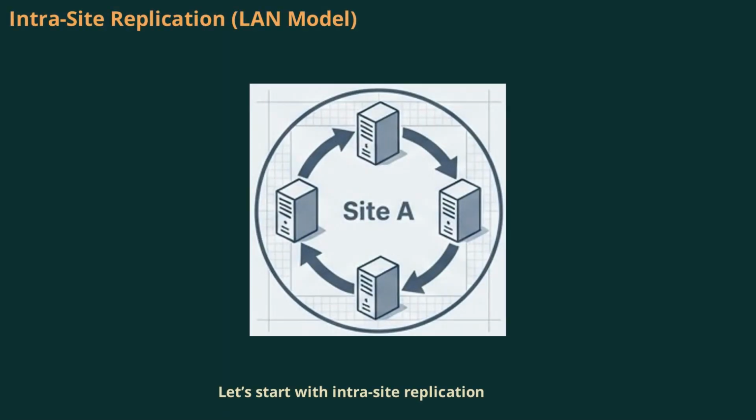Let's start with intra-site replication, which operates within a single site, typically a local area network. Here, the assumptions are high speed, reliable, and low-cost bandwidth. As a result, changes are replicated immediately and without compression. This model is all about speed, ensuring that updates are quickly available to all domain controllers within the site. It's ideal for environments where network resources are abundant and latency is minimal, providing a seamless experience for users and administrators alike.